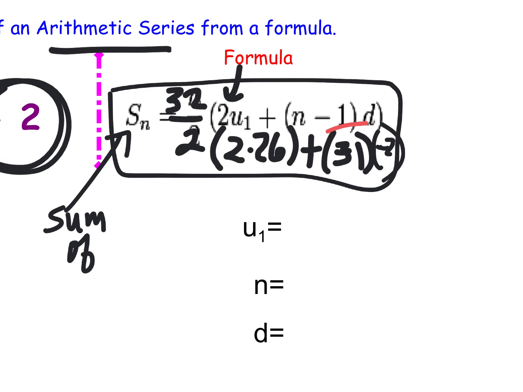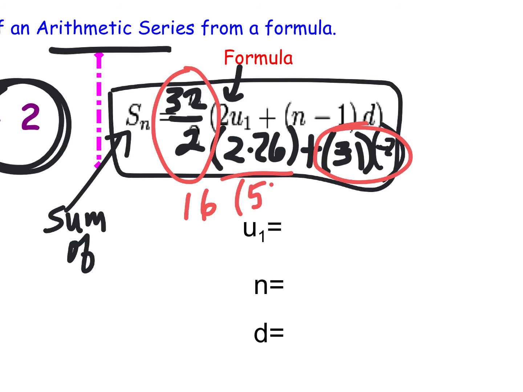So, final answer, 31 times negative 2, plus 2 times 26. And all that's times by 32 divided by 2. Well, 32 divided by 2 is 16. 2 times 26 is 52. And 31 times negative 2, well, 31 times 2 is 62. And then I got to make it negative, so negative 62.